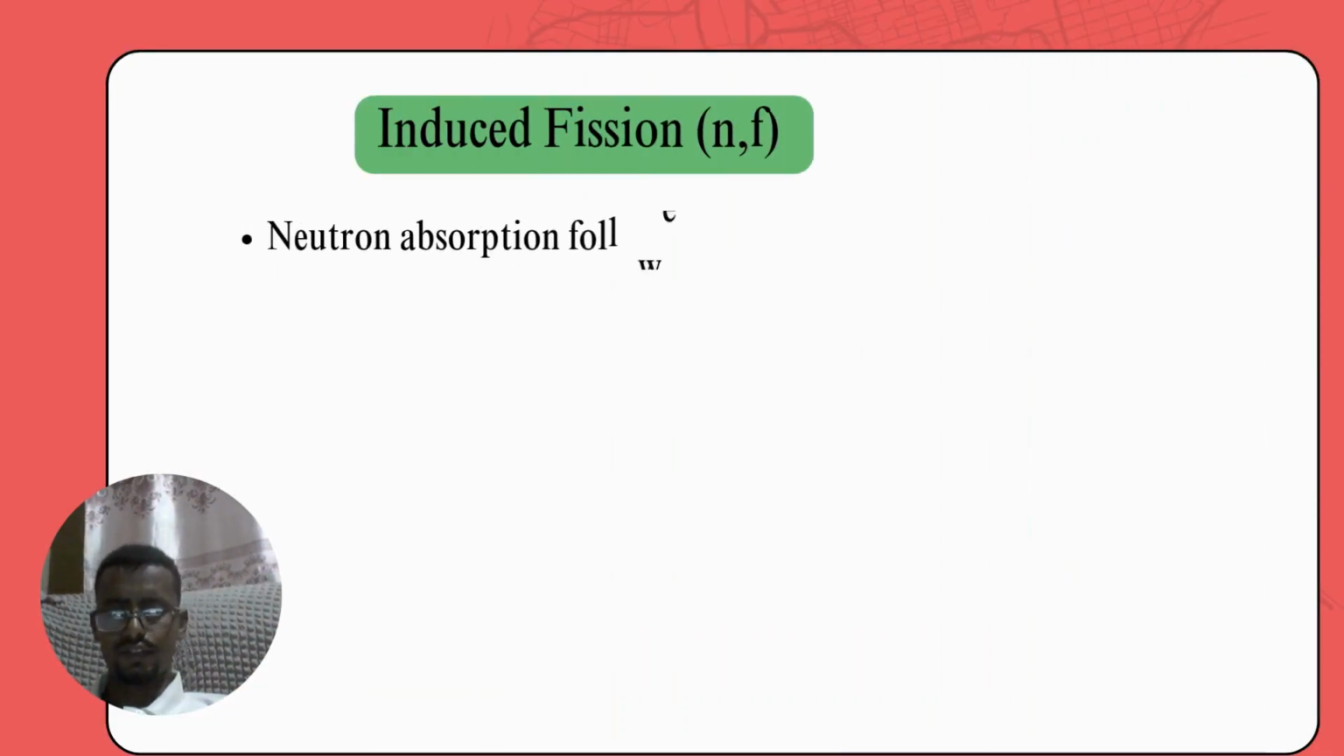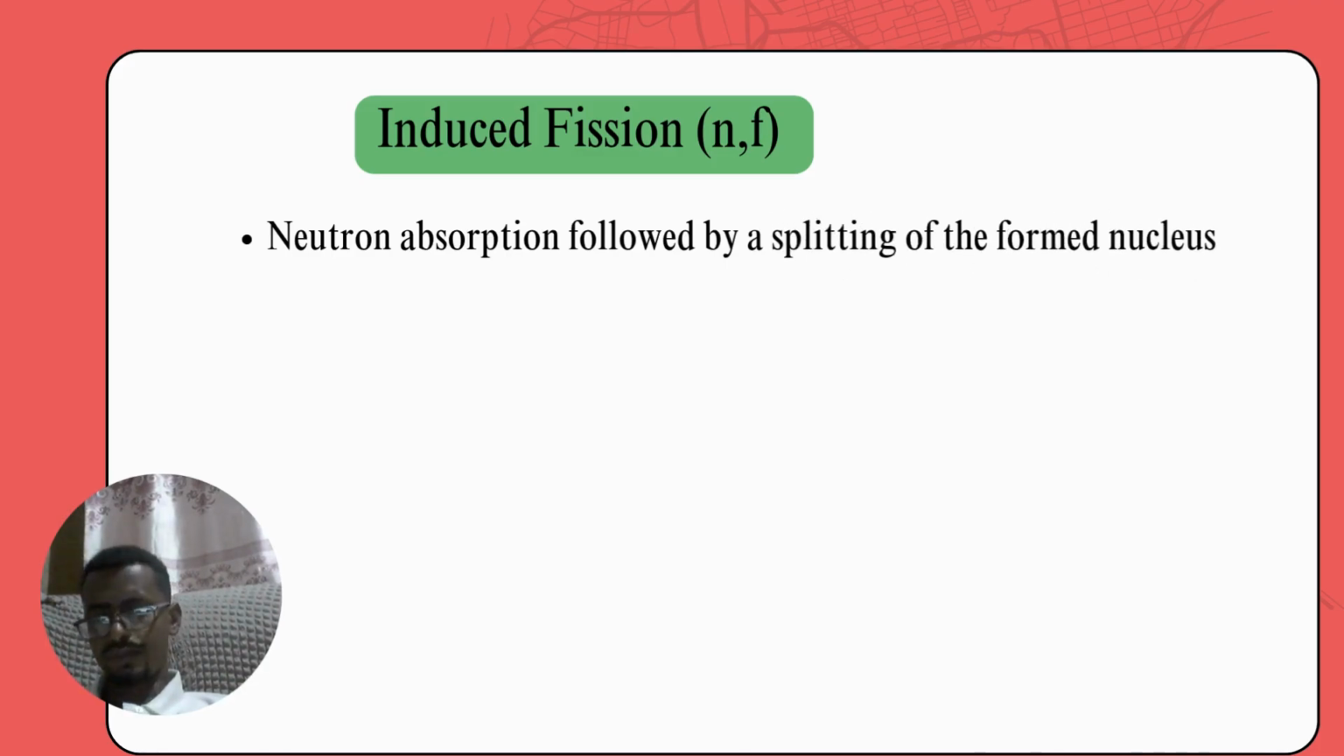Okay, the last one, and a very important one, is induced fission, which is represented by n, f, where the first letter indicates the projectile particle, and the last one indicates the product after the reaction. So in this case, a neutron is absorbed by a target nucleus. Just look at the video.